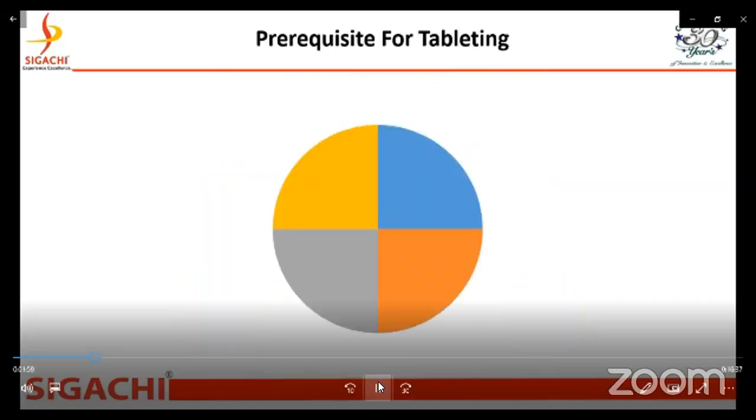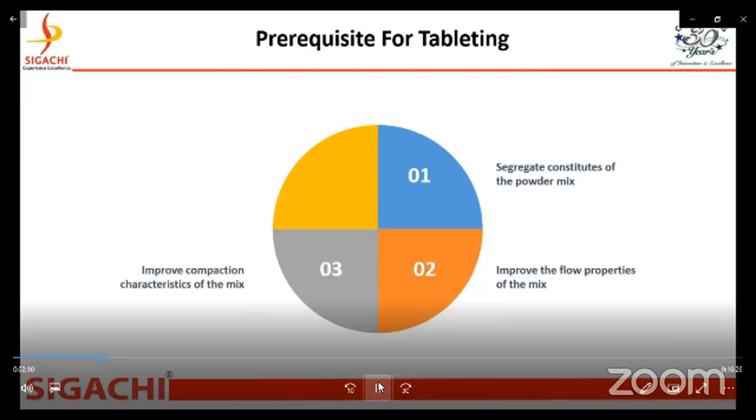Tableting. Prerequisites for tableting: first, to prevent segregation of the constituents of the powder mix. Second, improve the flow properties of the mix. Third, improve compaction characteristic of the mix. Fourth, prevent toxicity, hygroscopicity, and avoid dusting.